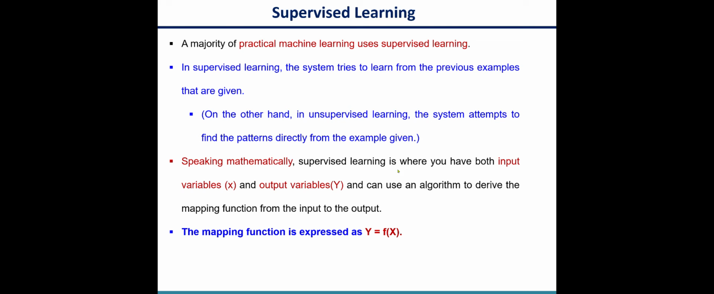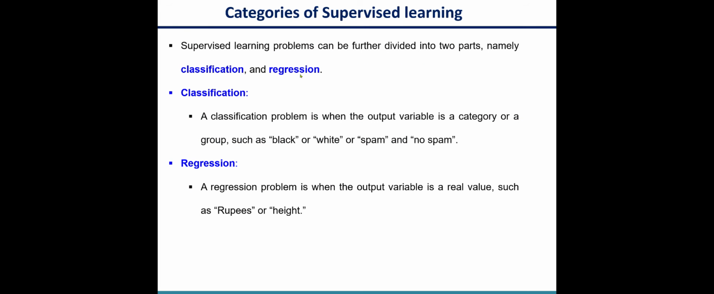we can say that supervised learning is where you have both input variable X and output Y, and you use an algorithm to derive the mapping function from the input to the output. The mapping function is expressed as y = f(x). For example, they are used for classification and regression. A classification problem is when the output variable is a category or group, such as black and white, spam, no spam, those types of grouping. And a regression problem is when the output variable is a real value, such as rupees, height, and those things.